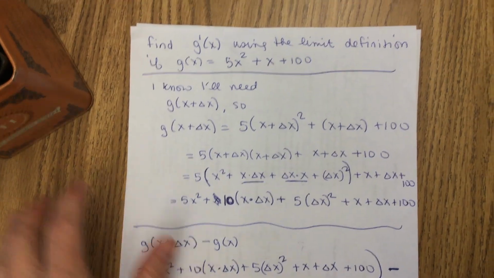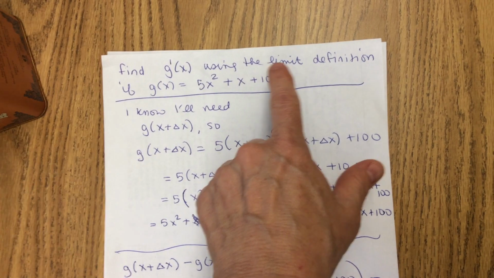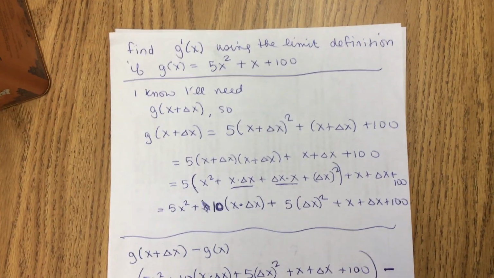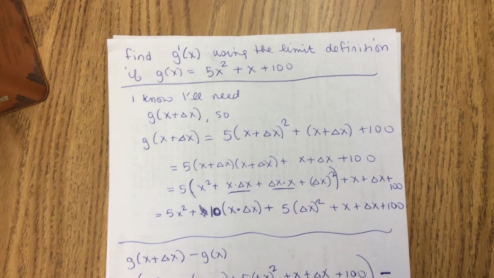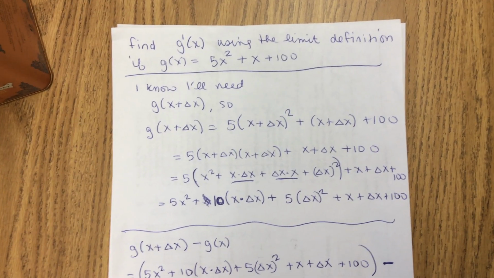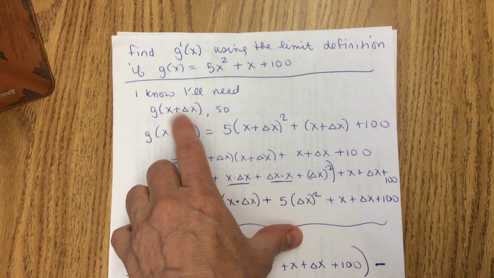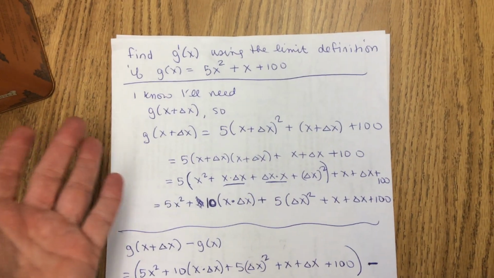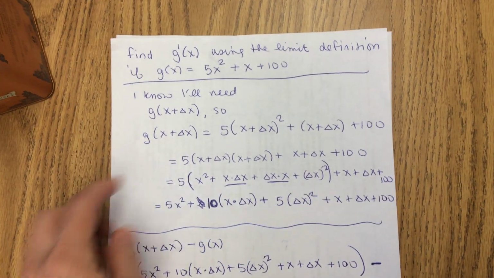Okay, this is me working through an example of using the formal definition of derivative to find the derivative of this function, 5x squared plus x plus 100. All right, from the formal definition, I know I'm going to need that portion, and it's tedious algebra or fun algebra, but it's algebra that you have to be very careful about.